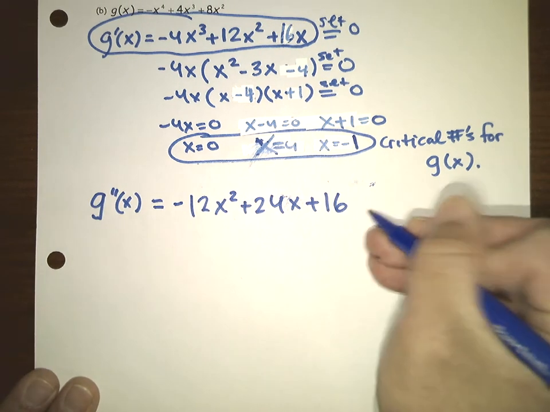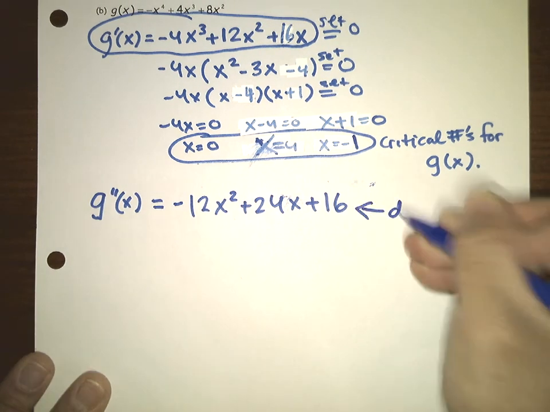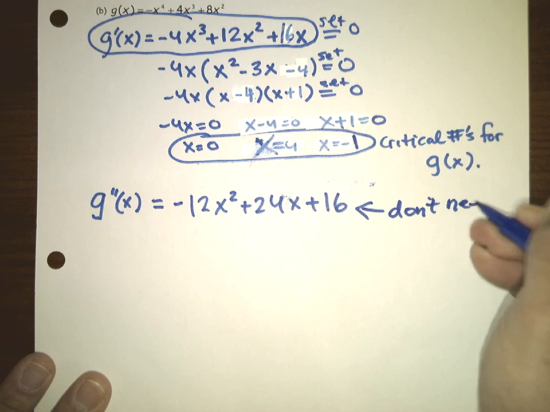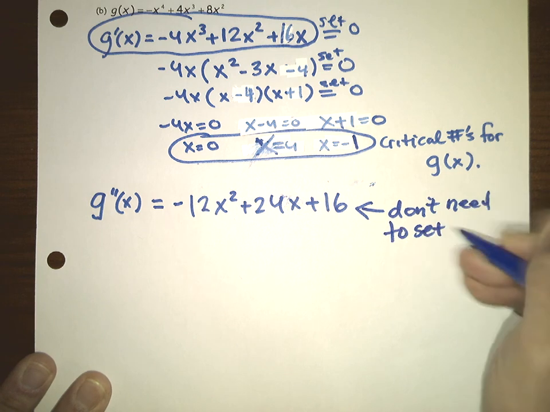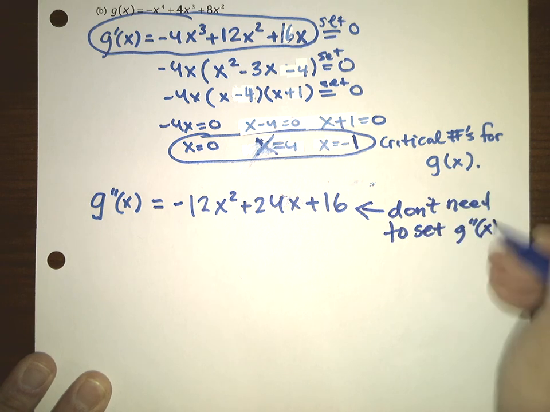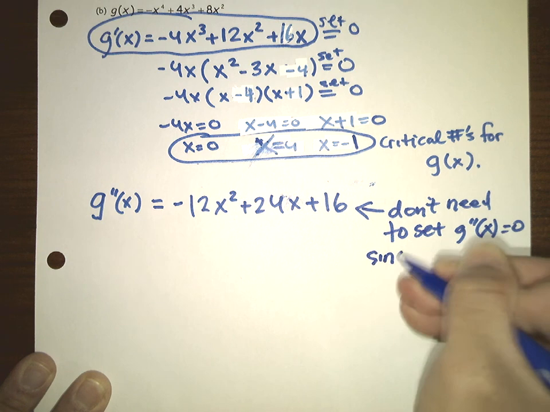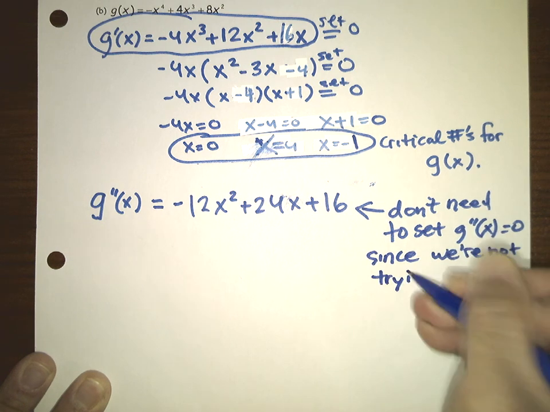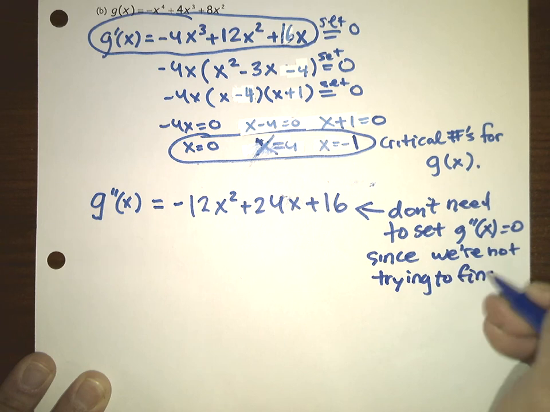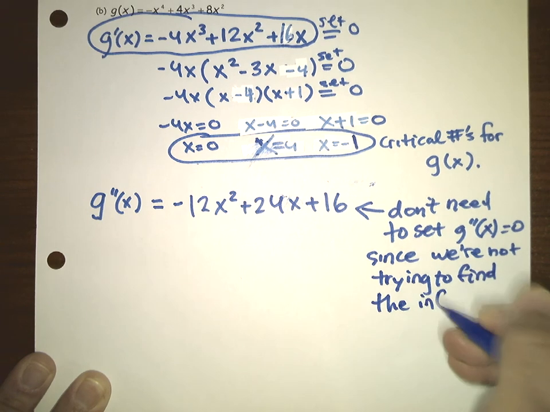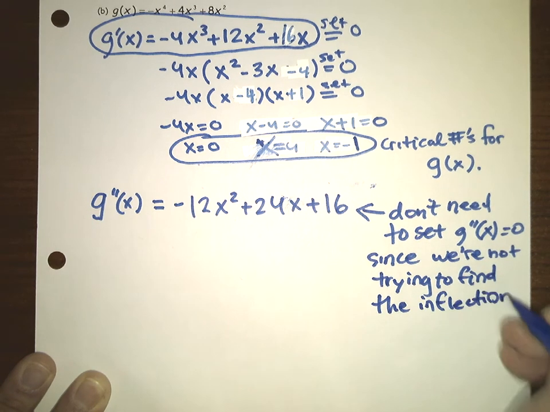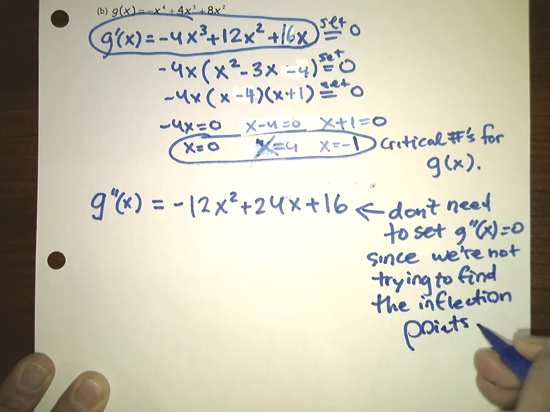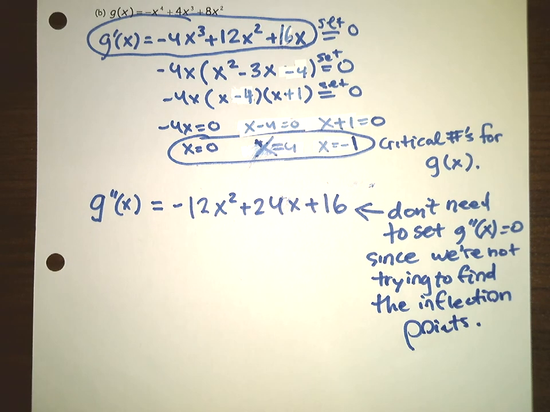We don't need to set g double prime of x equal to 0, since we're not trying to find the inflection points. I want to be clear on that. We don't need to set this equal to 0. We're trying to find the relative maximums and minimums only.